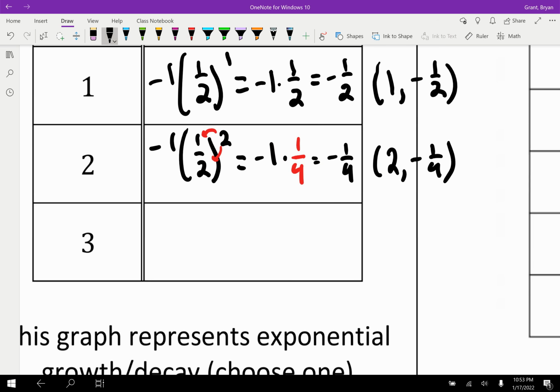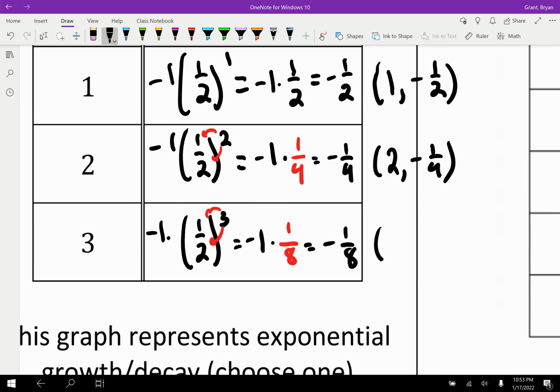Let's try one more to make sure you understand. Negative 1 times 1/2 cubed. We're going to distribute the cube to both of these on the inside of the fraction. Negative 1 times, well, 1 times itself 3 times is just 1. 2 times itself 3 times is 8. Negative 1 times 1/8 is negative 1/8. This ends us with 3, comma, negative 1/8.